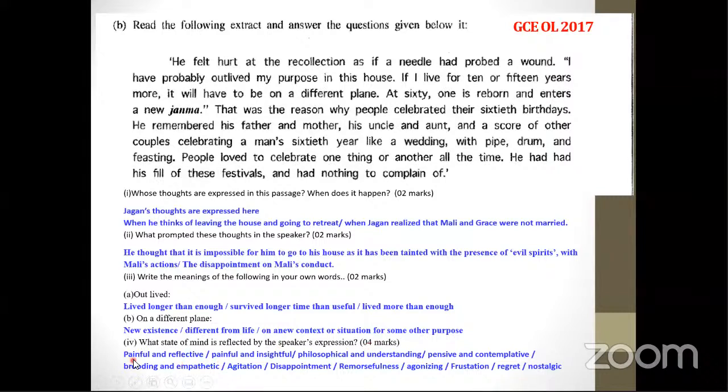Describe it. Why is it painful? How has he become reflective? And how has he become insightful? Why do we say he is philosophical? Describe in your own words. Make it your own answer. That is a place where you can convince the marker that you have obtained good competence in answering the question critically.